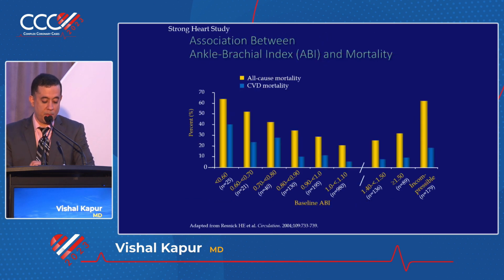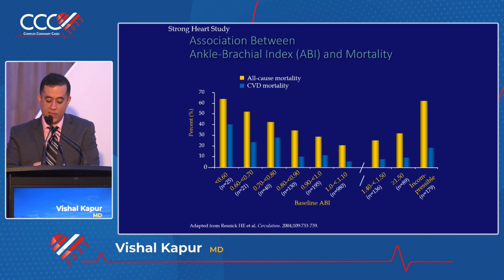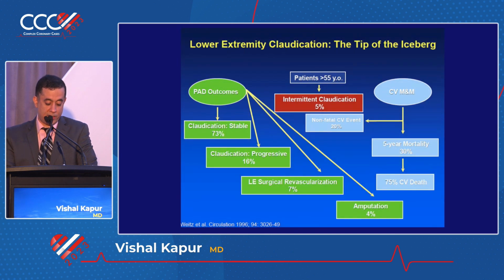The reason we do ABI is because there is a method to the madness. There is a direct correlation between ABI, the ankle brachial index, and mortality. As you can see on the graph, the lower the number, the higher the chances of mortality. So if your number keeps dropping, your chances of all-cause and cardiovascular mortality are higher. And so it is when the numbers are extremely high. Again, there's an abnormality right there.